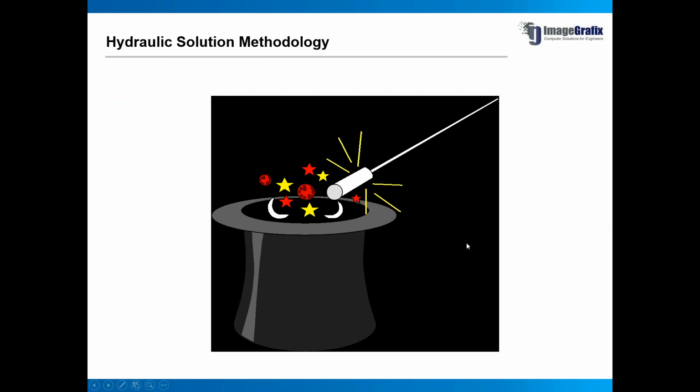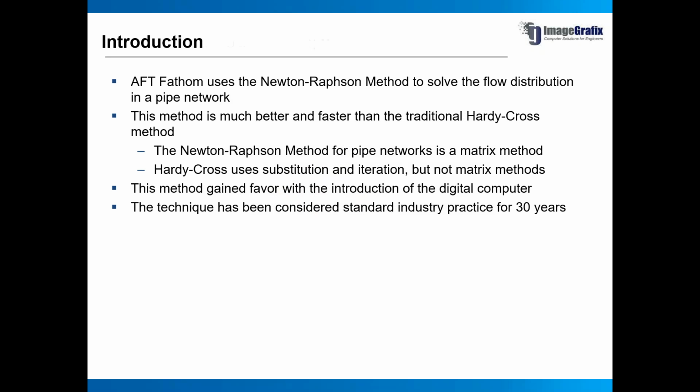Then coming over to the hydraulic solution methodology, that is, what it uses in the background, what formulas AFT uses in the background. So AFT Fathom uses the Newton-Raphson matrix method to solve the flow distribution in a pipe network. This is far better and much more advanced than the traditional Hardy-Cross method, and it has been considered an industry practice for the last 30 years.